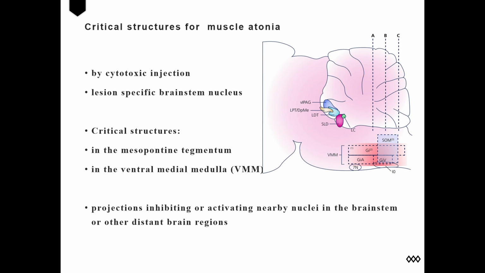By applying the cytotoxin injection to damage specific brainstem nucleus, researchers found that the critical structures for REM sleep generation and REM muscle atonia are located in the mesopontine tegmentum and in the ventromedial medulla. In these regions, there exist a large number of nuclei that send projections inhibiting or activating the nearby nuclei in the brainstem or other distant brain regions.